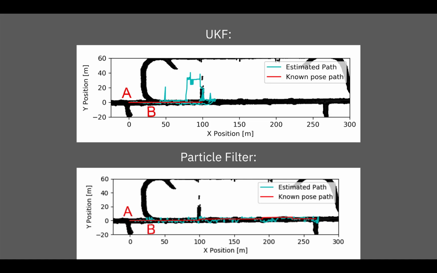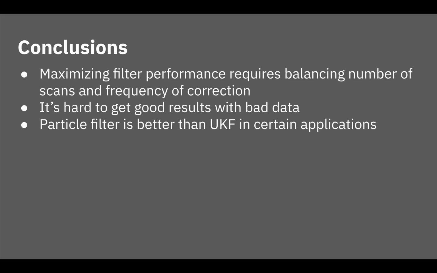So here are the plots of the estimated state of the robot from points A to C, and we see that the unscented Kalman filter gets off track. It tracks really nicely up to about 100 meters, and then after that things go haywire. Whereas the particle filter, which we implemented second, seems to be able to track the state relatively well. And so we conclude that maximizing filter performance requires balancing the number of scans with the frequency of correction, because we were correcting every 2 seconds, and when we were zooming in on the data, you can see the estimates jumping a little bit because you're integrating for 2 seconds and then you're correcting. So it's a discontinuous path when you get really zoomed in.